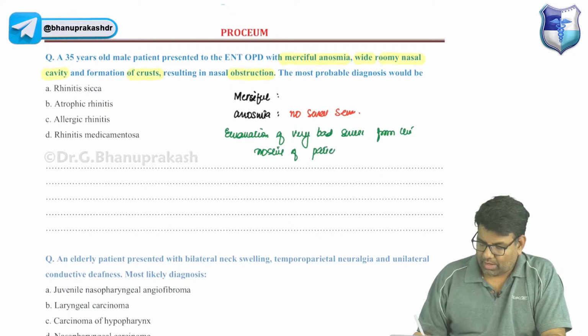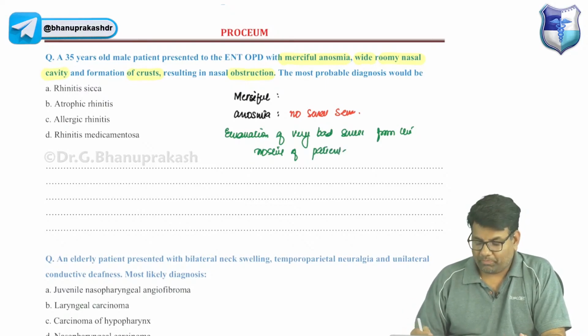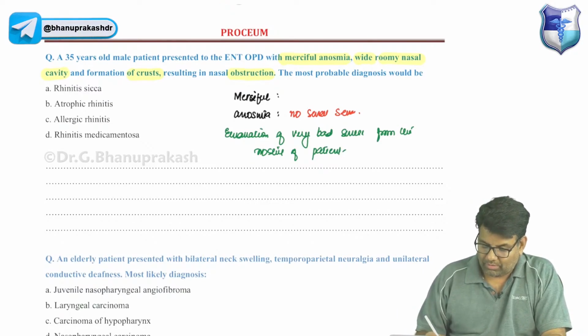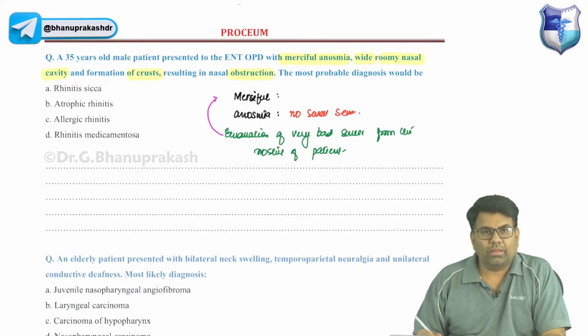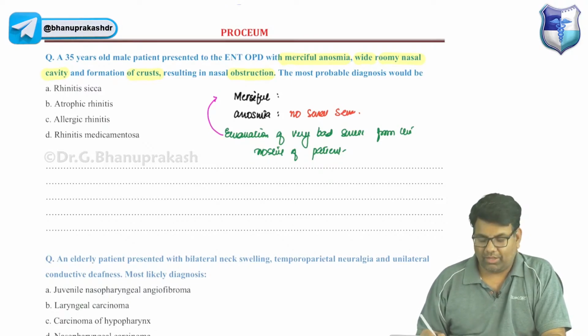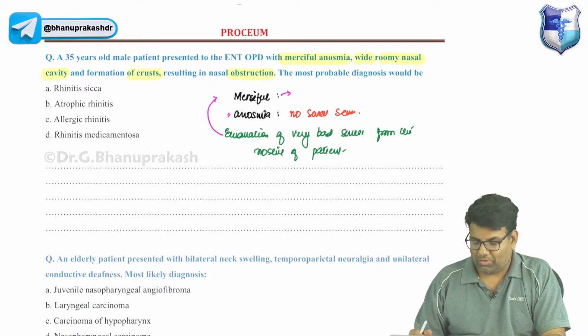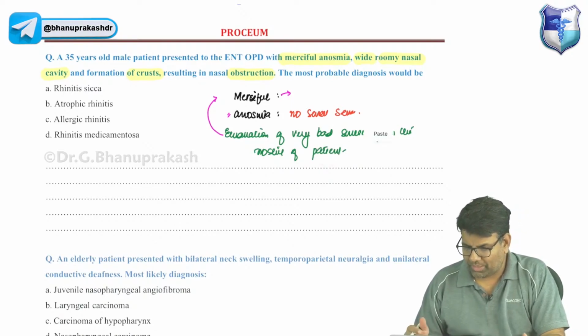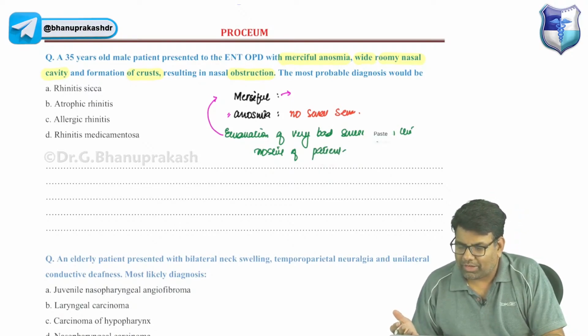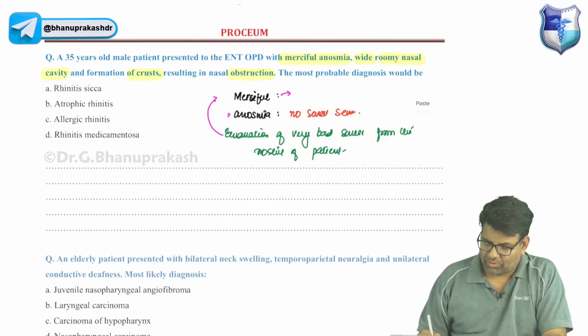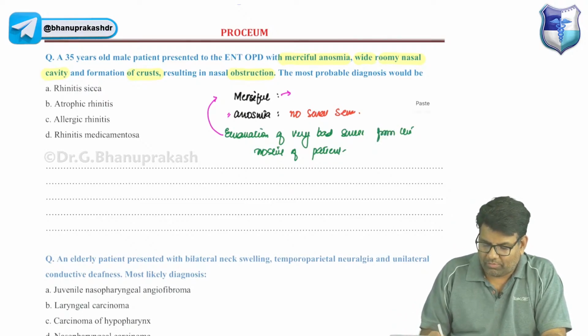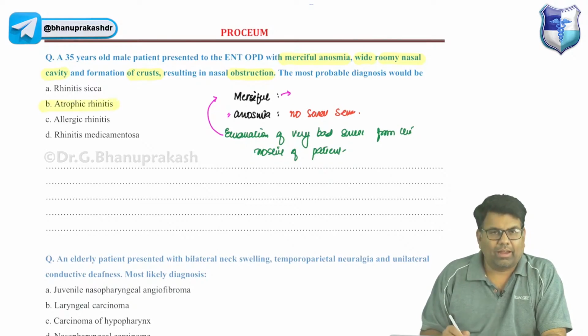Since there is anosmia, he or she could not smell that, and whenever they meet anybody else, they all run away. So they are not able to understand why people are running away from them. That is because of this anosmia. Since they couldn't understand the reason why, this is known as merciful anosmia. Everyone is right. So this merciful anosmia is a typical feature of atrophic rhinitis.